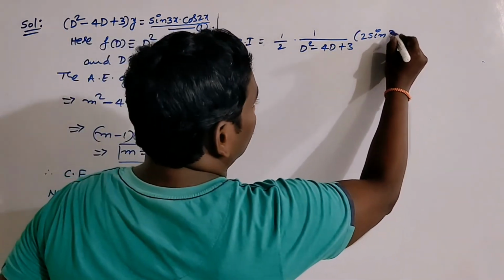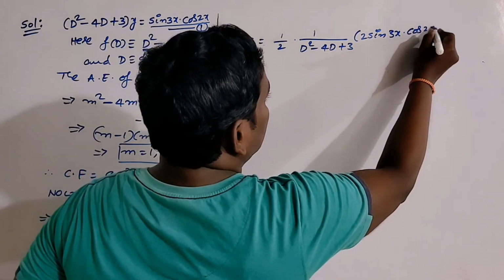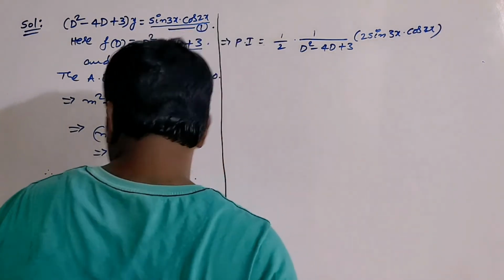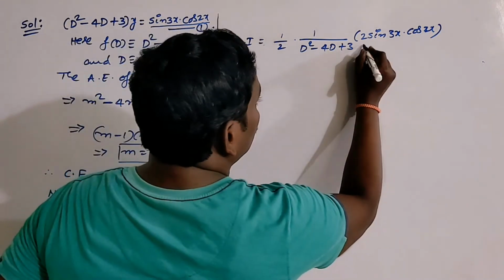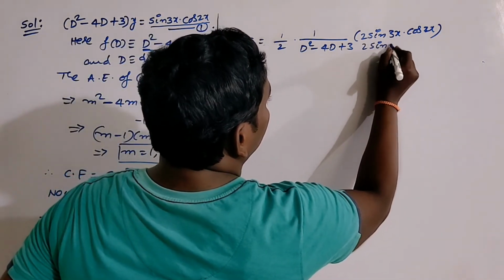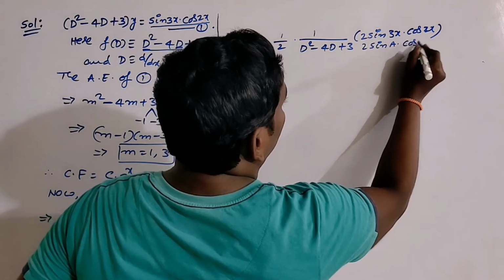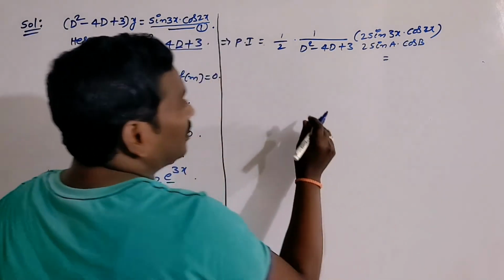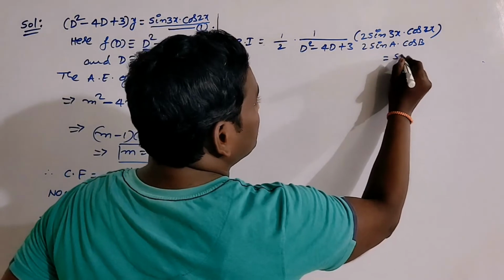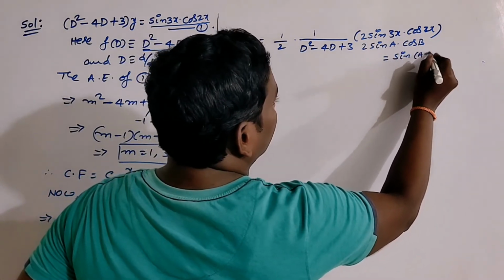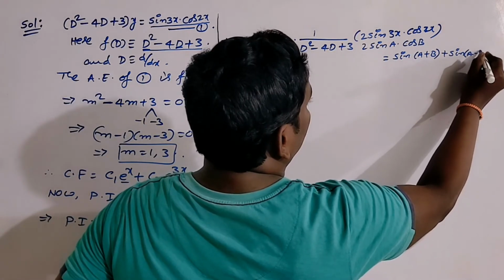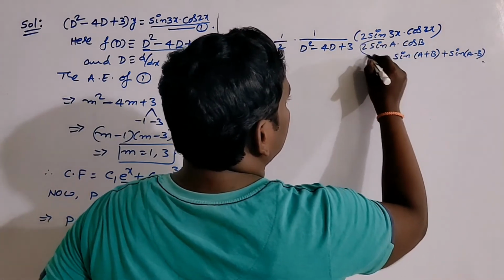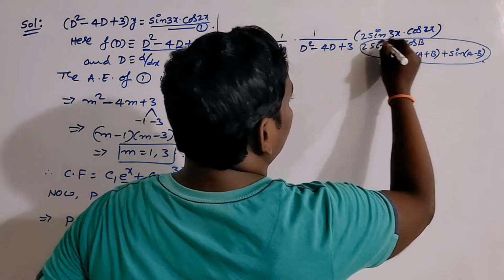3x into cos 2x. Clearly we are observing that this is in the form of 2 sin a into cos b. So what is 2 sin a cos b? Sin of (a plus b) plus sin of (a minus b). This is the trigonometric transformation formula.